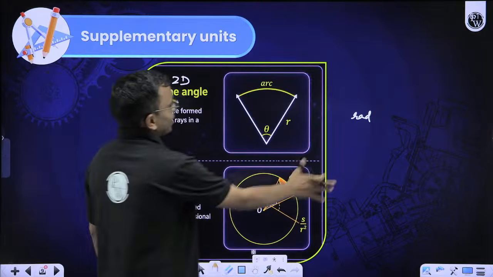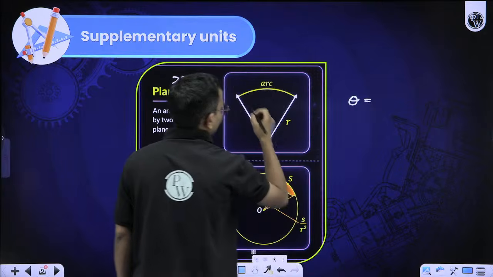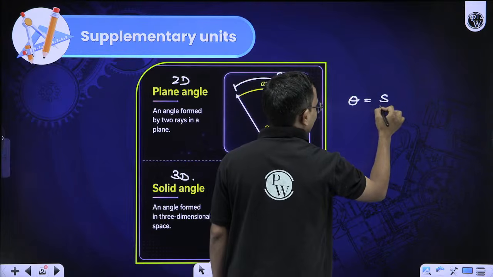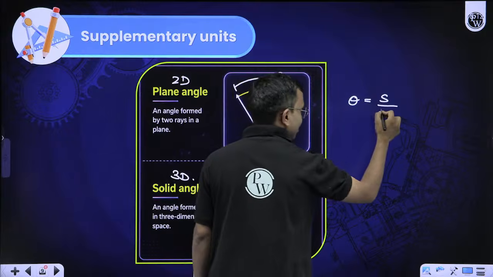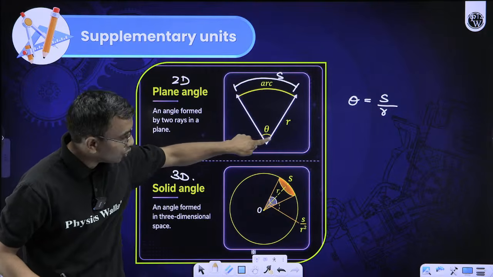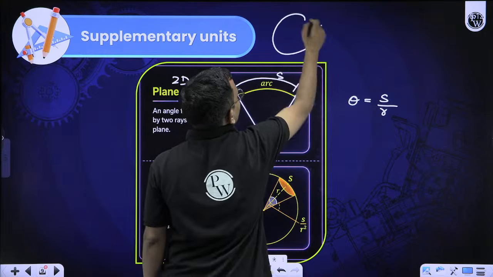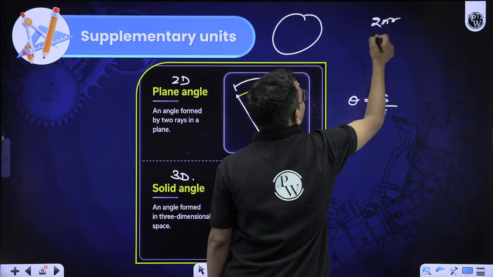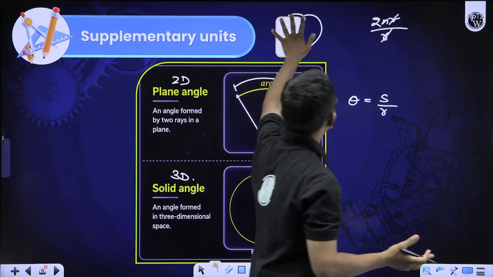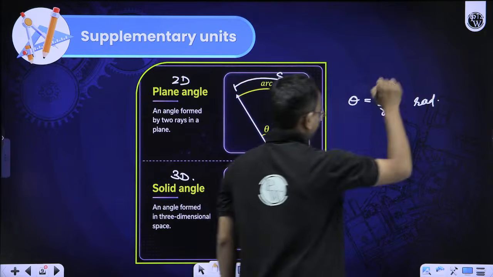So how is this theta defined? Let us take this arc length to be S. This theta is equal to S divided by the radius R. So you take the ratio of the arc length and the radius, and you get theta. For a complete circle, what is my S? 2 pi R. What is my radius? R. That becomes 2 pi, isn't it? The complete planar angle is 2 pi. And the unit is radian, which we denote with rad.